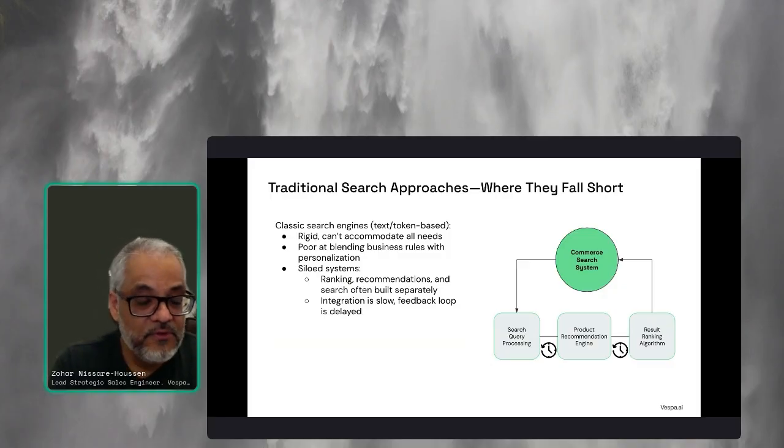The same goes for business rules. If you have some business rules that you'd like to apply in real time, like the actual inventory level, and you want to boost a product that has excess inventory, it becomes quite difficult to coordinate between three different systems which are isolated from each other.